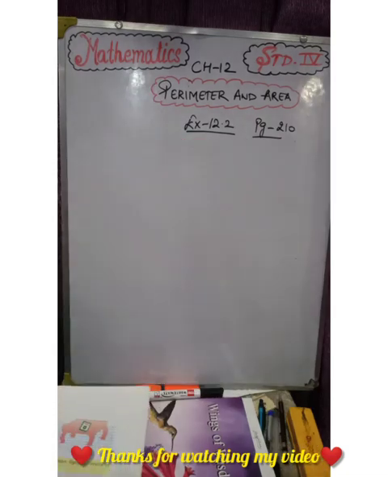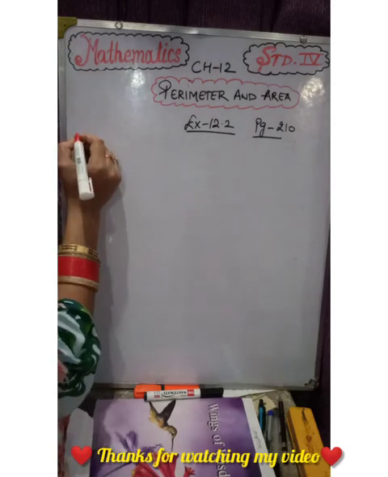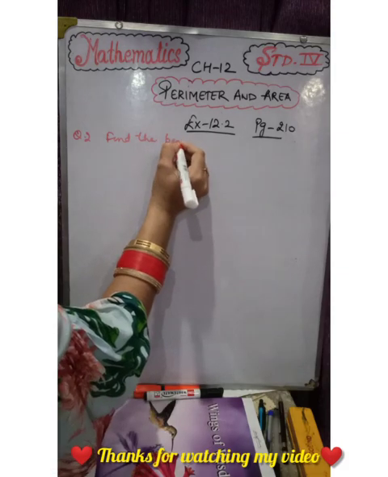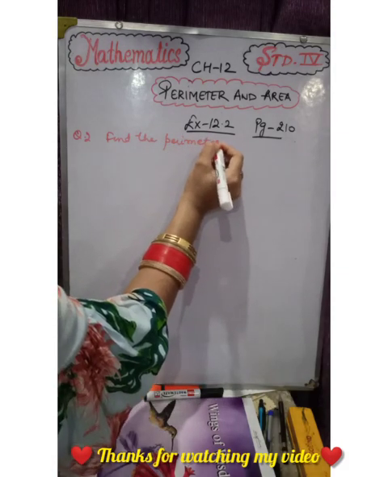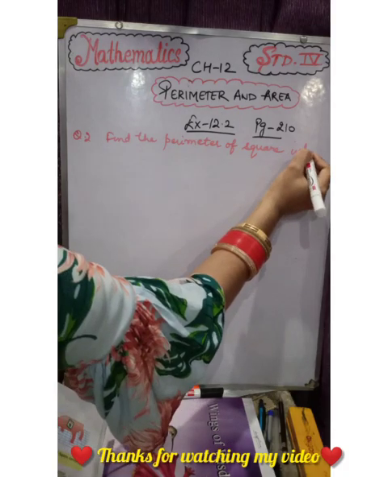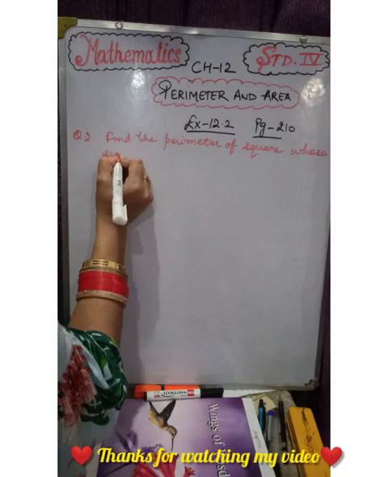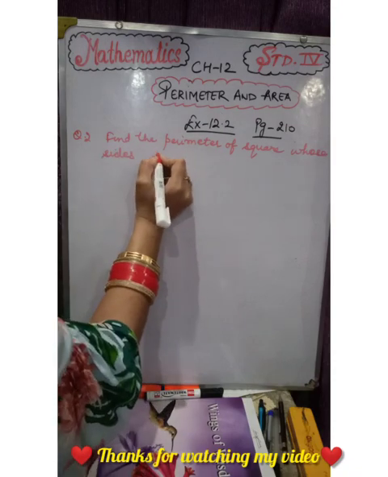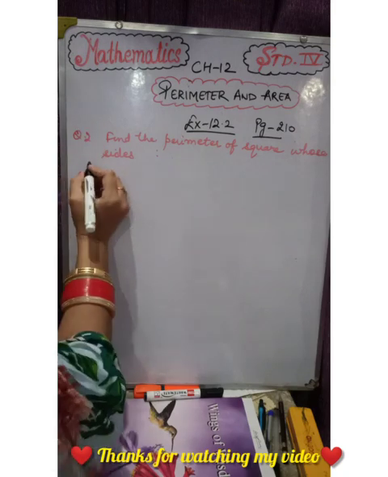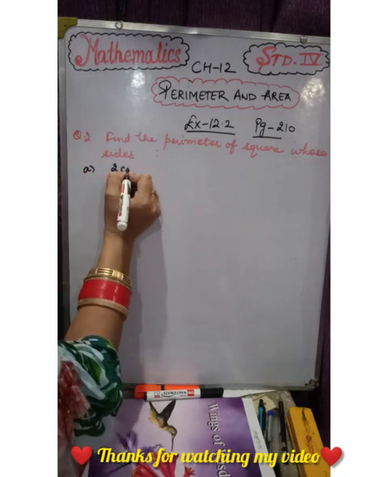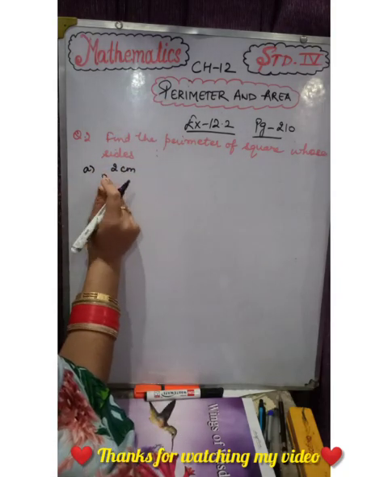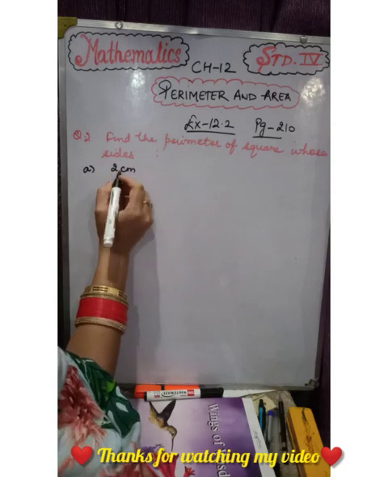Now second question, find the perimeter of square whose sides are. So the first one is 2 centimeter. Perimeter of square. What is perimeter of square? This is what 2 centimeter is.